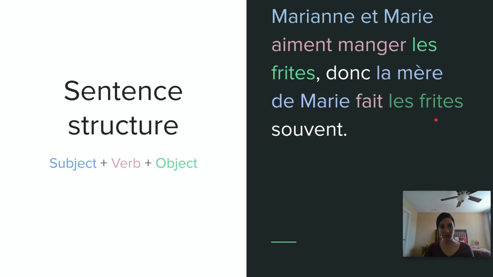Object pronouns help to replace that object so that we don't have to repeat it. Instead, we'll just use an object pronoun. An example in English would be it or them.